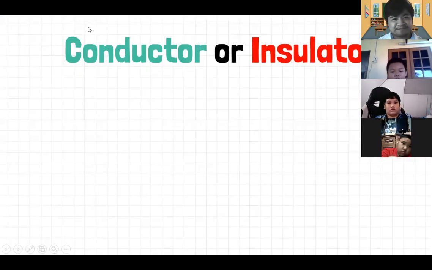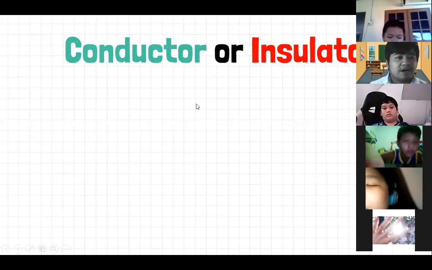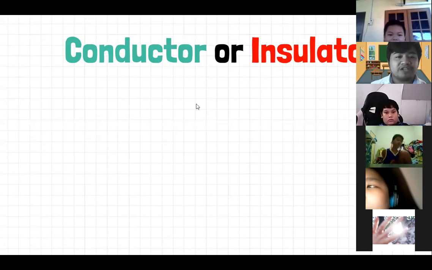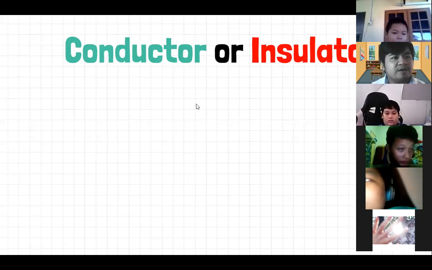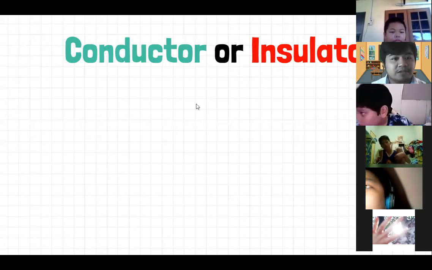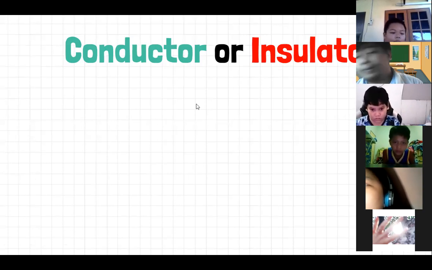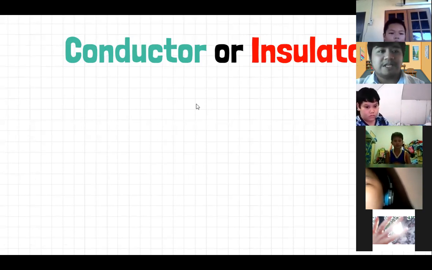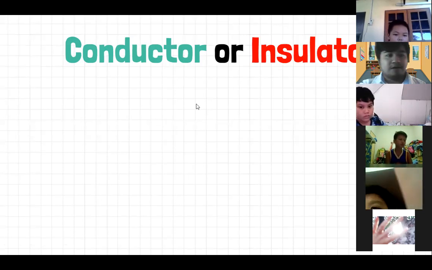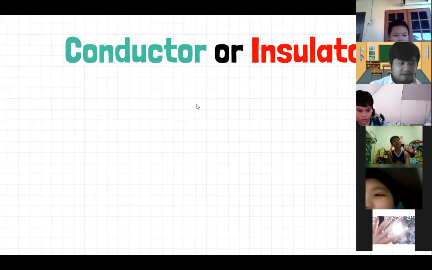Okay. So the experiment is called conductor or insulator. What are the things that were mentioned in the video? Can you still remember? The materials that he used in the experiment. Can you remember? No. Wood. What else? Copper. Aluminum. Sharpie or marker.